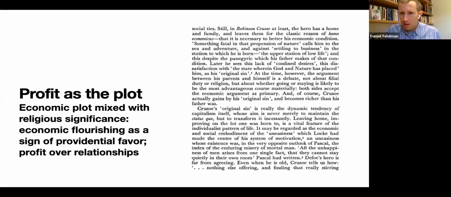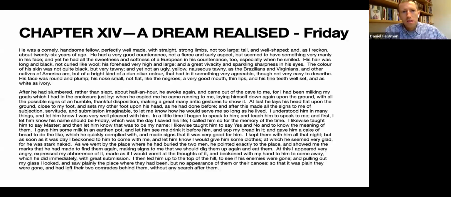He's always looking for more money. Is a vital feature of the individual's pattern of life. This is quite clear in his relationship to the indigenous person, the native person, to Friday, who shows up. He's described as clearly not European. This is in chapter 14.